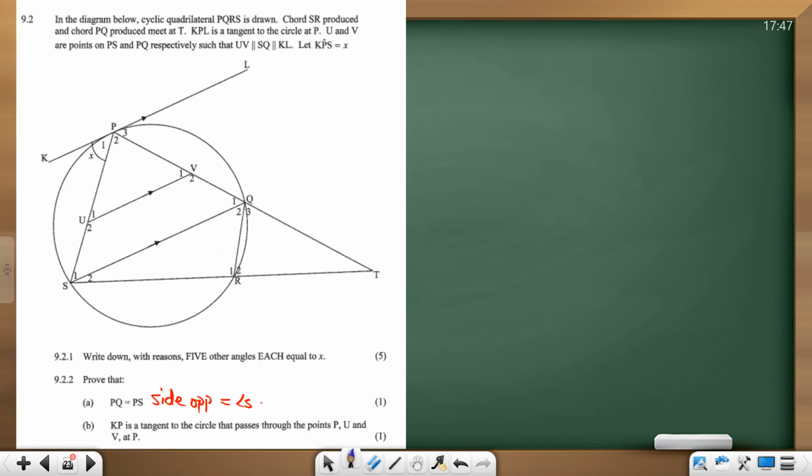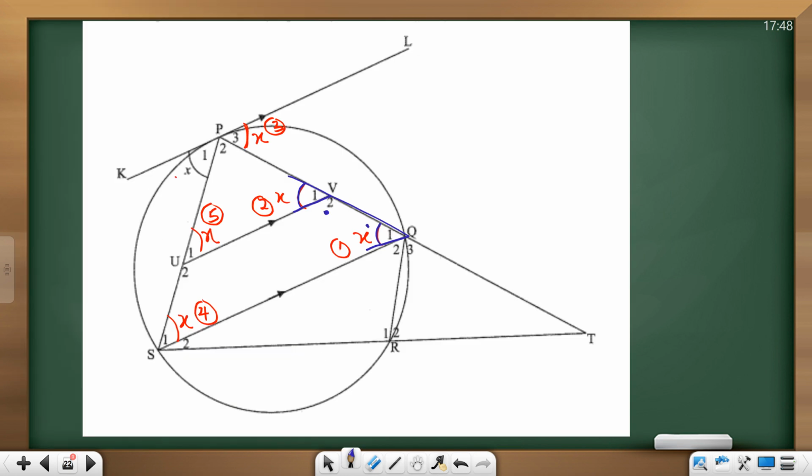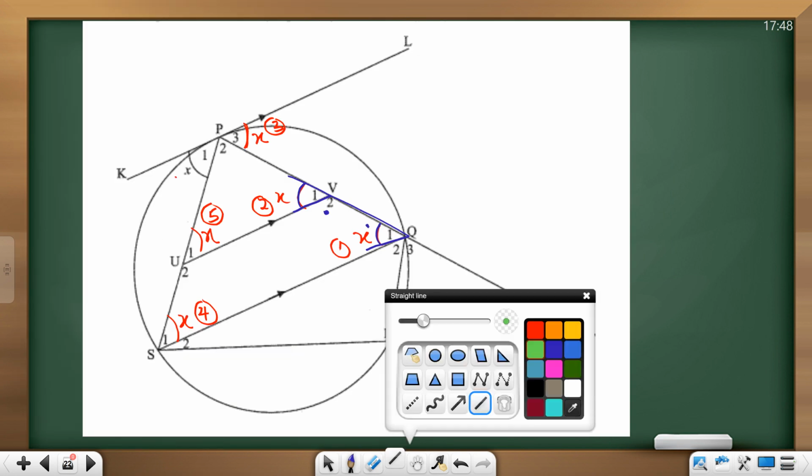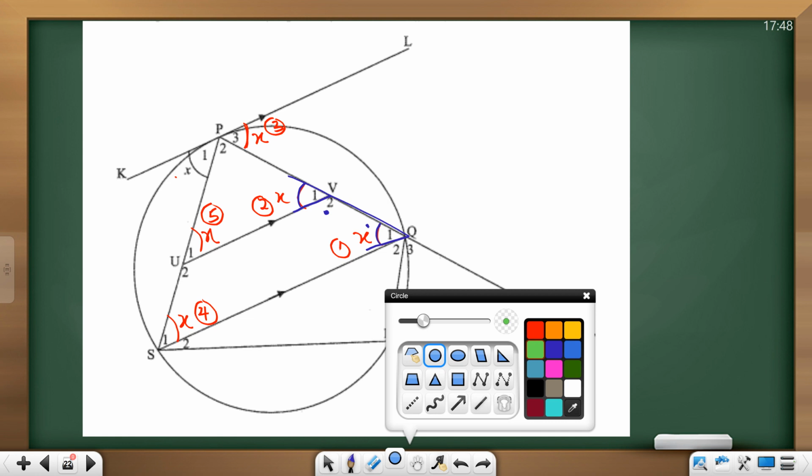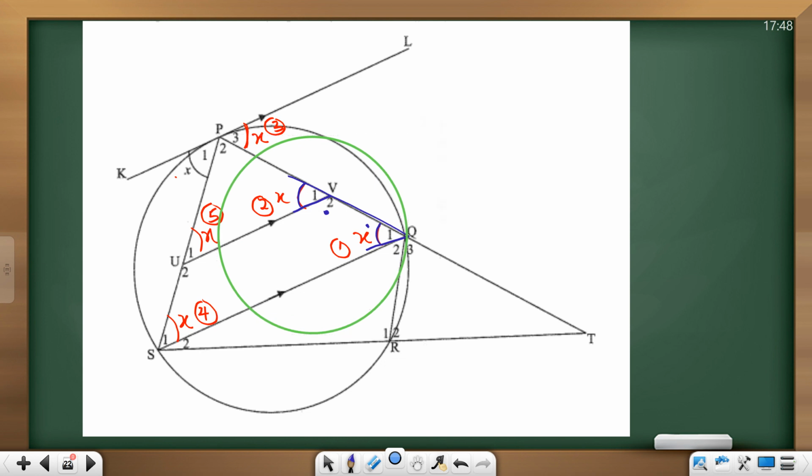Okay. Prove that KP is a tangent to the circle that passes through points P, U and V. Now, look, to answer this question, I always say, if KP is a tangent, that's how I answer my question. It says, prove that KP is a tangent to a circle that passes through what? P, U and V. Let's check. PUV. Can I draw a circle there quickly? PUV. Or let's make it thinner so that we don't use all the space. PUV.